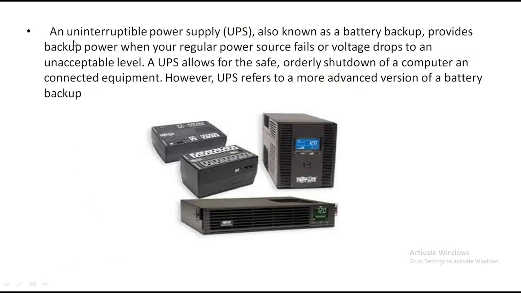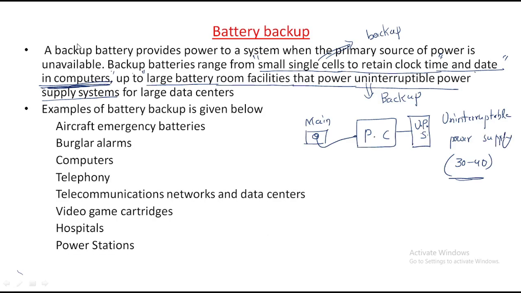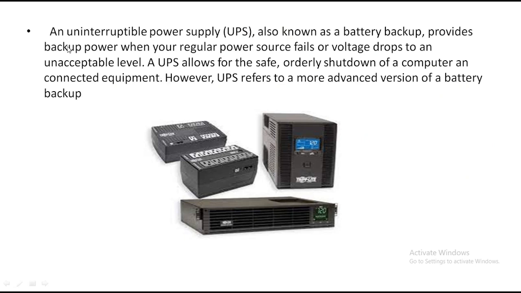Next, I generally take an example whenever I explain about the battery backup. Here is a small difference between the UPS and battery backup. Look at the difference. An uninterruptible power supply, UPS, is also known as the battery backup. It is the battery backup only. It provides backup power when your regular power supply fails, or voltage drops to an unacceptable level. Whenever the voltage drops, automatically a smaller amount of voltage reaches our load. That time also it is useful.